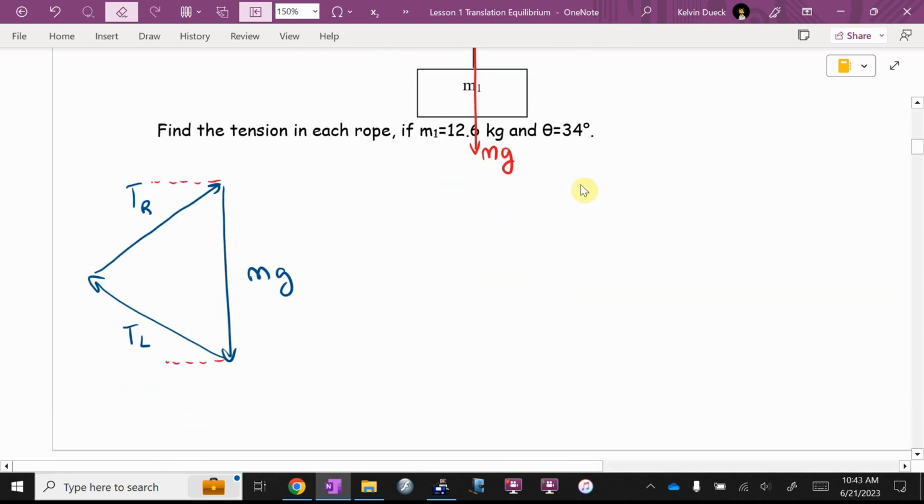This angle right here is 34 degrees. I don't want that. I want this angle. Well, what do both of those angles add to? 90. So on your calculator or in your head, 90 minus 34. If you want to, you can put the 34 in there so you know what we did. 56. Yes? No?